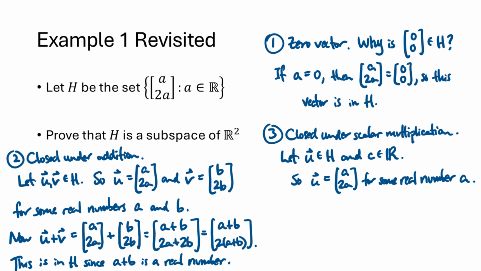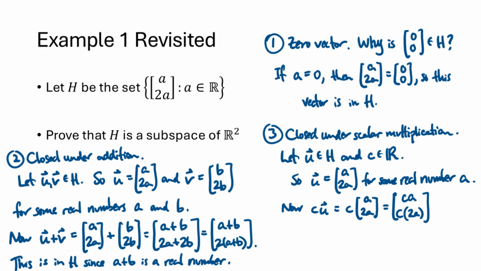Here it's okay for us to reuse the letter a, because this part of the proof is separate from the part where we proved that the set H was closed under addition. And now we want to see what happens when we multiply this vector u by the scalar c. Well, we get the vector ca in the first entry and c times 2a in the second entry. And now again we want to think about how we would show that that vector is in H.